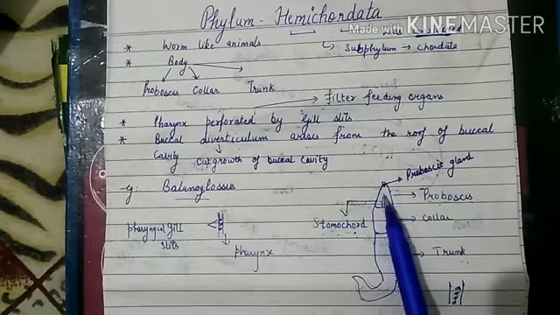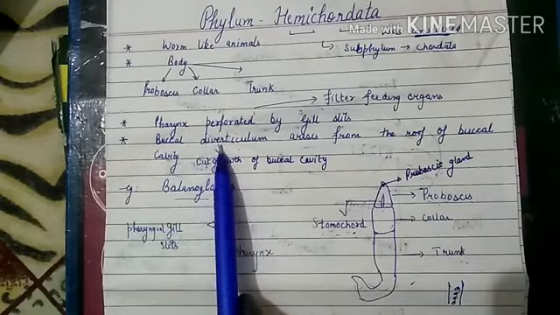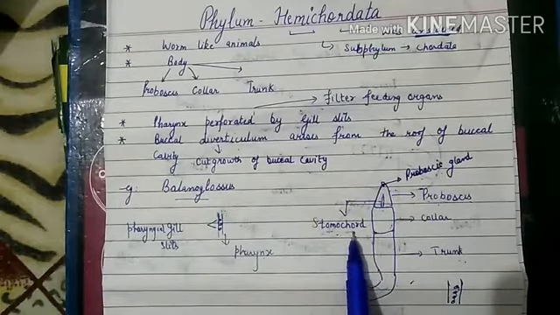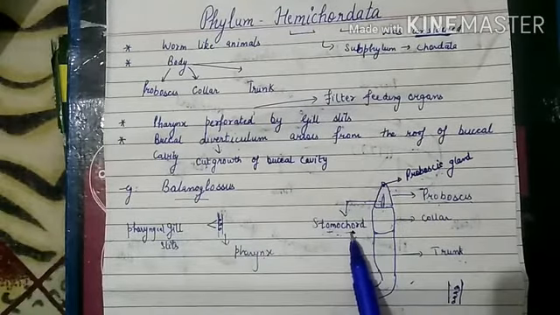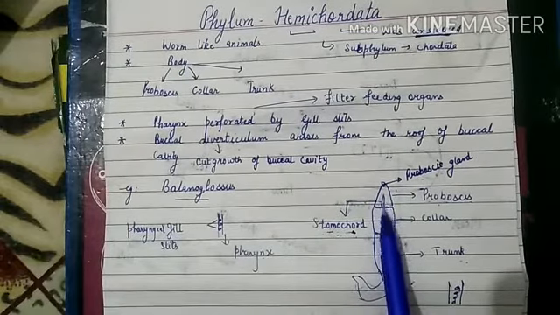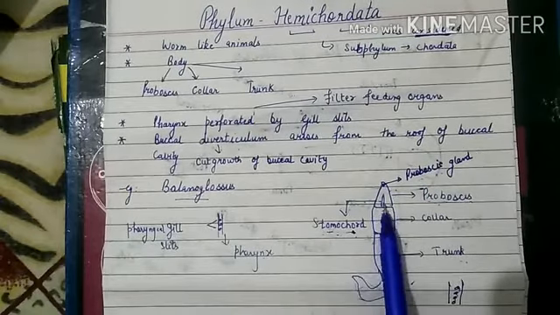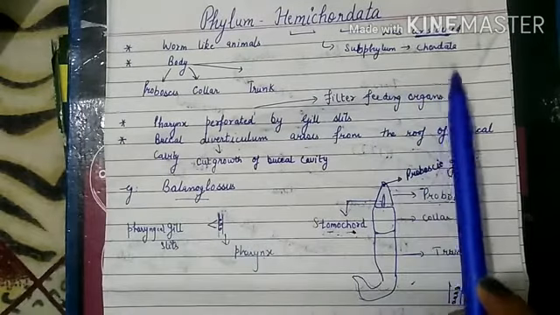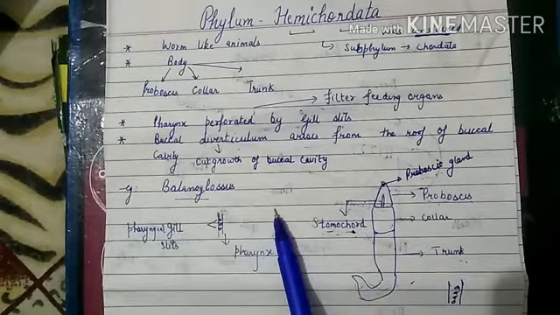So from the roof of the buccal cavity, there arises an outgrowth that is referred to as the buccal diverticulum, and this outgrowth of the buccal cavity is referred to as the stomochord. This stomochord is basically an outgrowth of the buccal cavity. This outgrowth was earlier considered by scientists to be a notochord. Therefore, they considered this a subphylum of Chordata. But later on, it was regarded as a separate phylum.